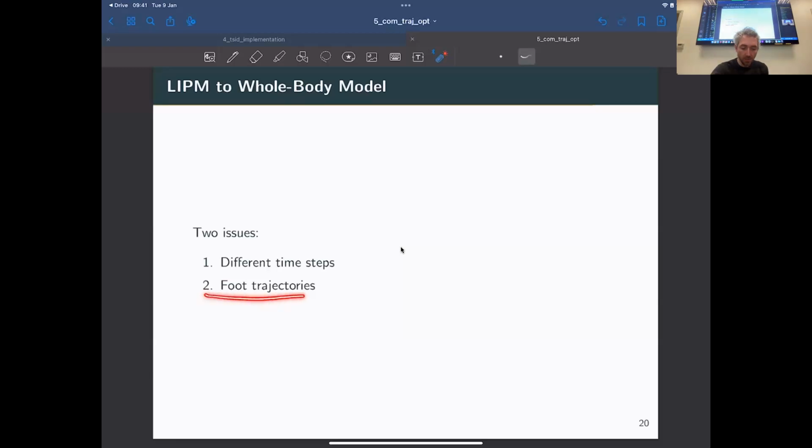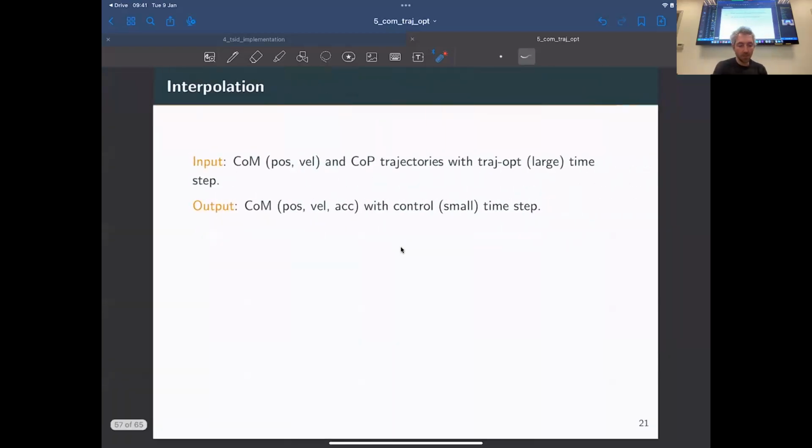And the second missing piece is the trajectories for the feet. Because with LIPM, we simply say where the footsteps are at each point in time, but we don't say how the feet are actually moving from one footstep to the next footstep. So we need that additional piece of information because task space inverse dynamics is going to need that for tracking the footsteps. So let's talk about interpolation first.